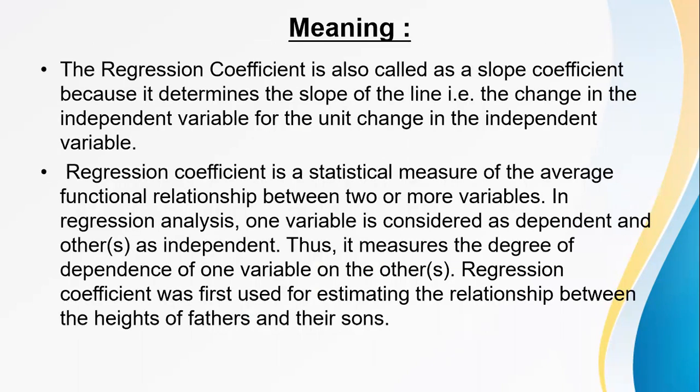Here's the meaning. The regression coefficient is also called the slope coefficient because it determines the slope of the line. That means the change in the dependent variable for the unit change in the independent variable. The regression coefficient is a statistical measure of the average functional relationship between two or more variables. In regression analysis, one variable is considered dependent and the others independent. Thus, it measures the degree of dependence of one variable on the others. The regression coefficient was first used to estimate the relation between the heights of fathers and their sons.